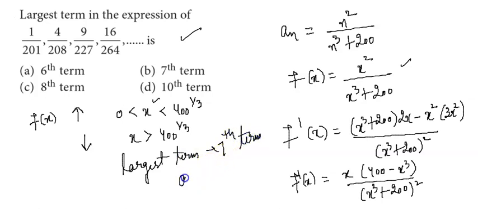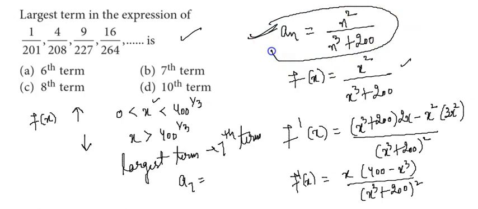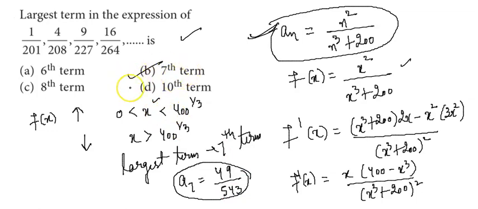That means if I need to calculate the 7th term, substitute it in this expression, it would be 49 upon 543. This will be the largest term. So the answer to this question should be B. Okay. Move on to the next question.